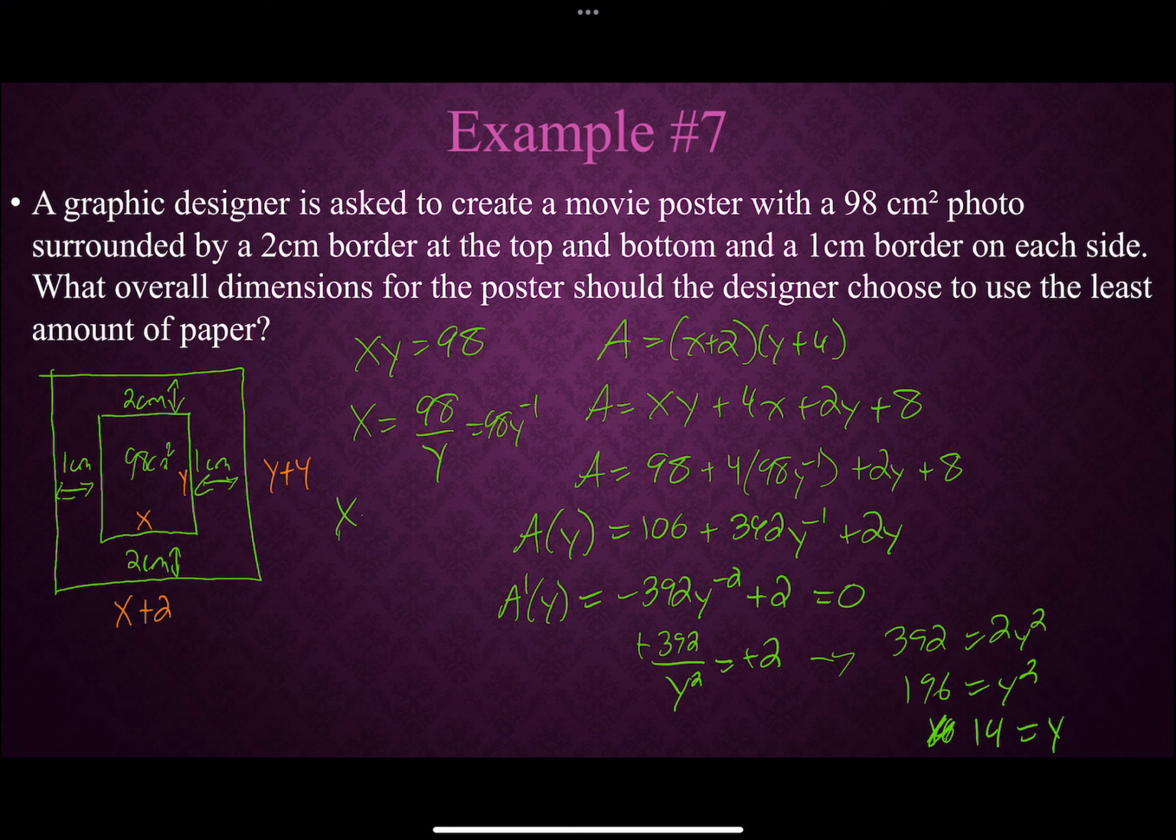Y is 14, therefore x is 98 over 14, which is 7. So the overall dimensions, we would fill in y is 14, so 4 plus 14 would give us 18 centimeters. 7 plus 2 would give us 9 centimeters, so this thing would be a 9 centimeter by 18 centimeter poster, where the 9 is the horizontal and the 18 is the vertical.